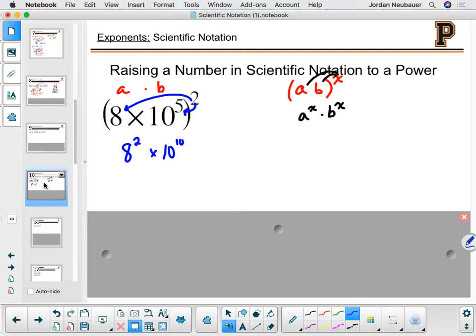And then we just simplify. 8 squared is 64. 10 to the 10th power. 64 is just one factor of 10 too big. It's got an extra factor to give, so we're going to pass this one over. Our final answer, 6.4 times 10 now to the 11th. Again, that base was too big. We bumped it up.